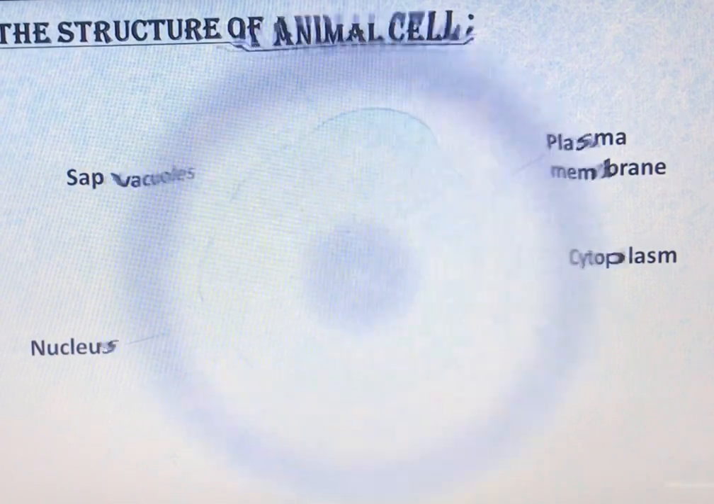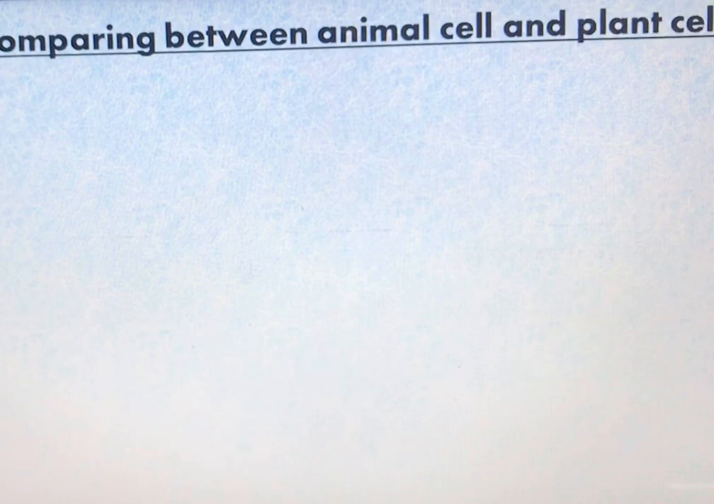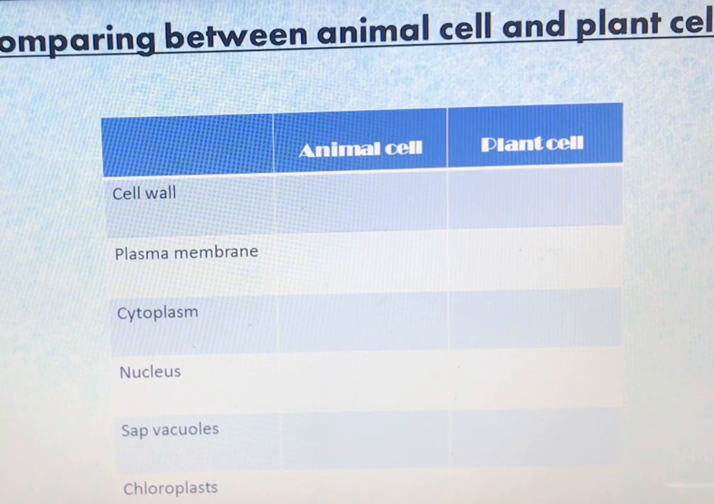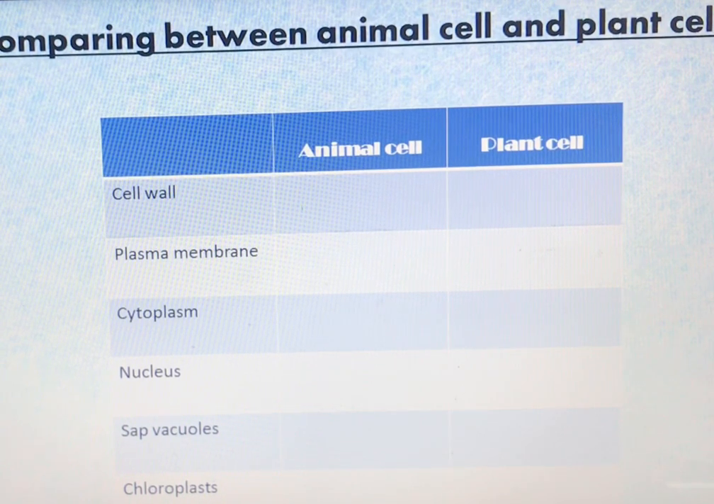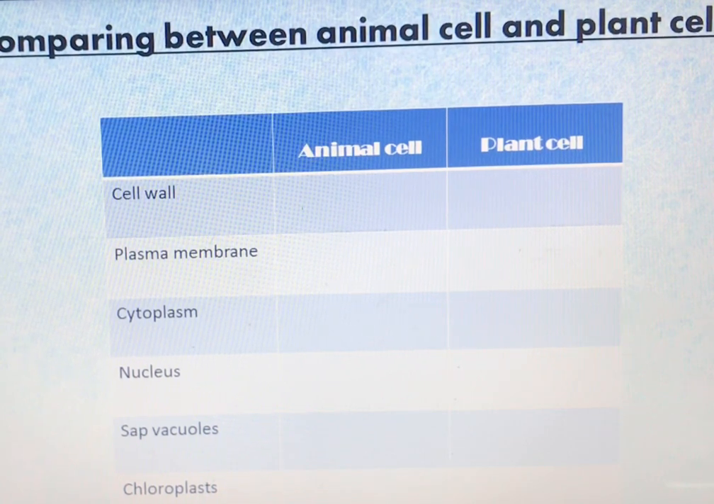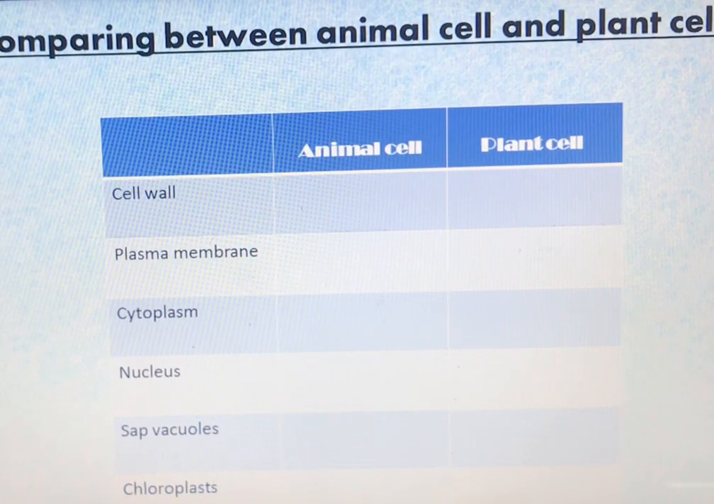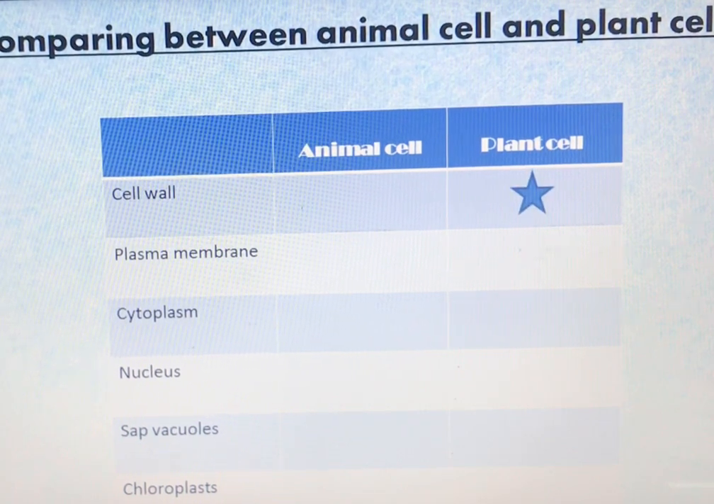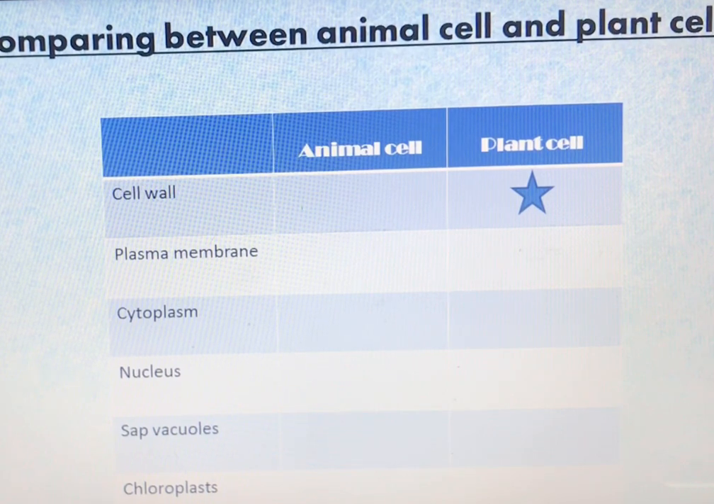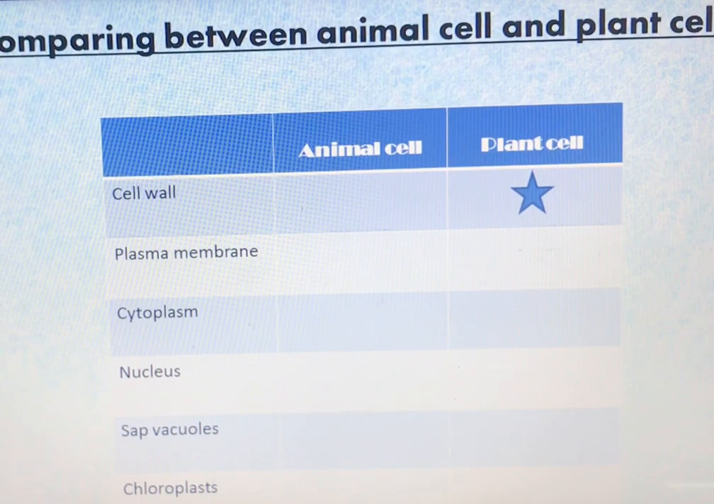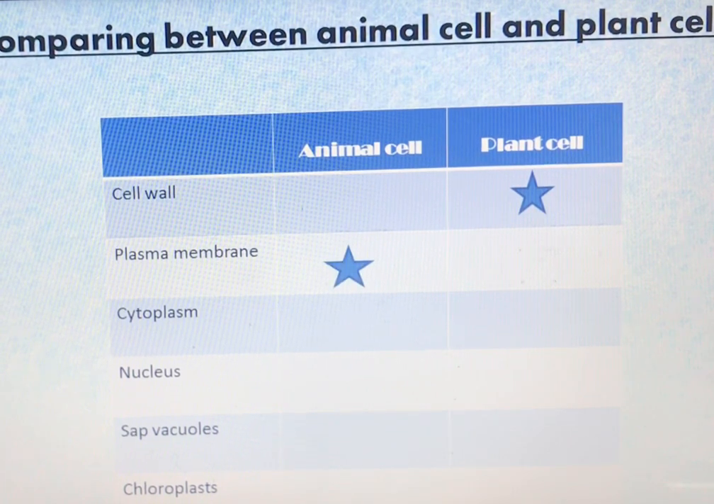Okay, now let's make a comparison between animal cell and plant cell, according to the existence of cell wall, plasma membrane, cytoplasm, nucleus, sap vacuoles, and chloroplasts. Okay, first, cell wall exists in which one of them? Exactly, plant cell. Cell wall exists only in plant cell to protect the cell. Okay, plasma membrane exists in? Yes, very good. Both of them exist in plant cell and animal cell.